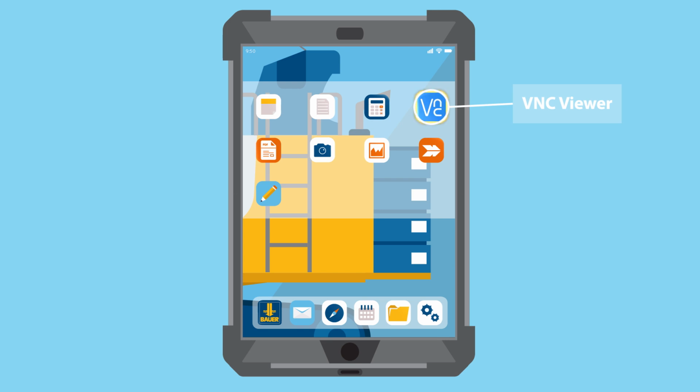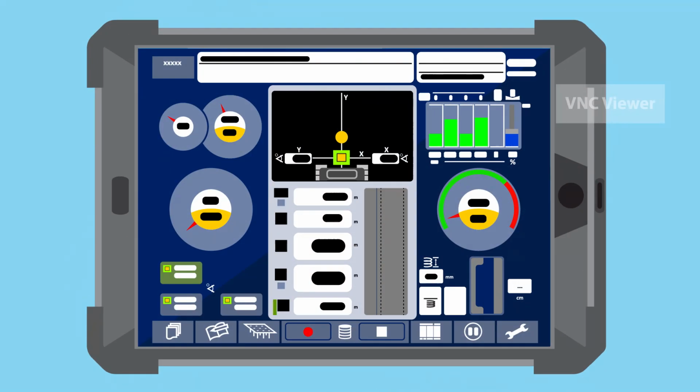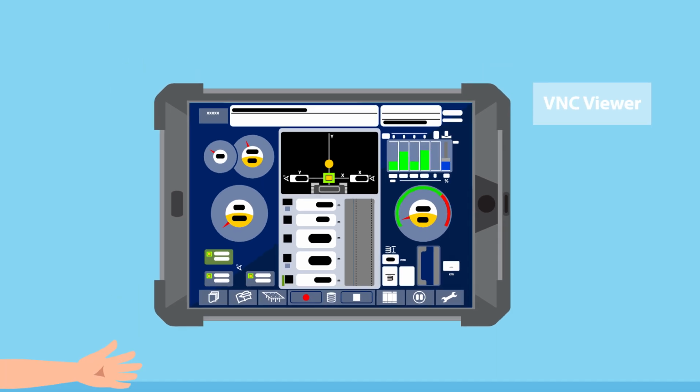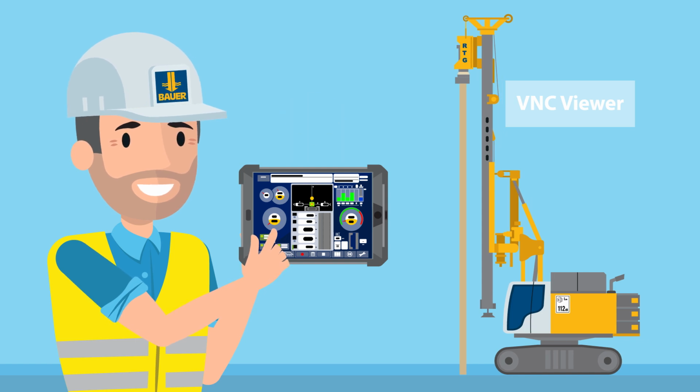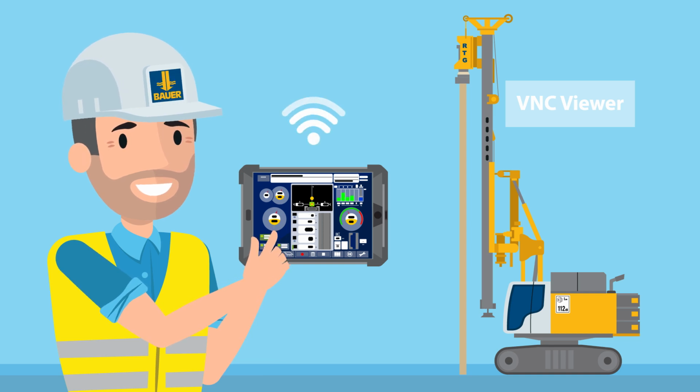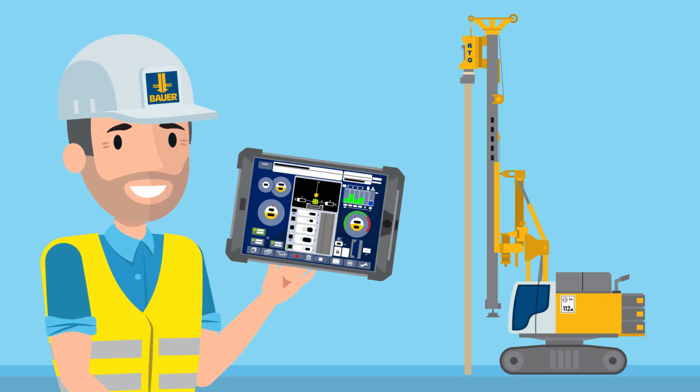First, let me introduce you to the VNC Viewer. With this viewer, the B-Tronic screen is transferred from the operator cab to the tablet PC via a WLAN connection so that you are also able to receive all information outside the machine. This allows work processes to be monitored or sensors on the machine to be checked.